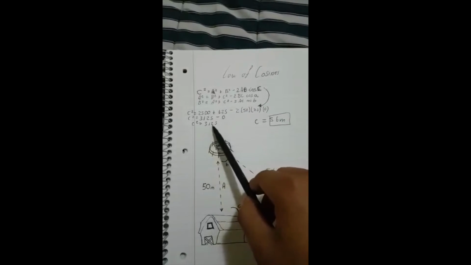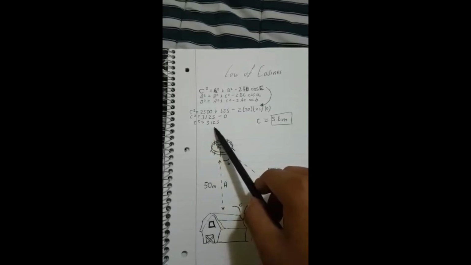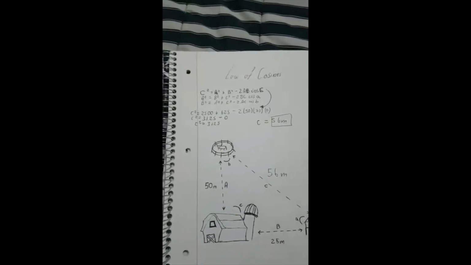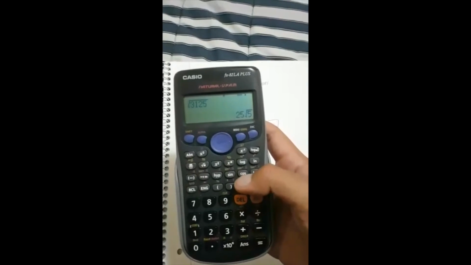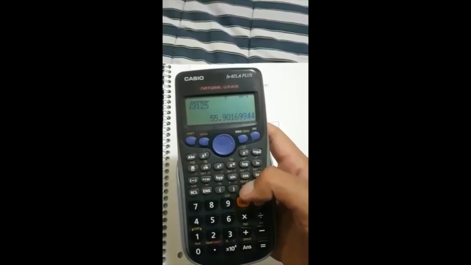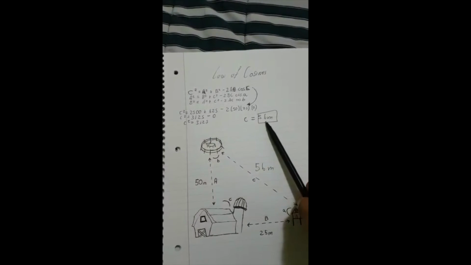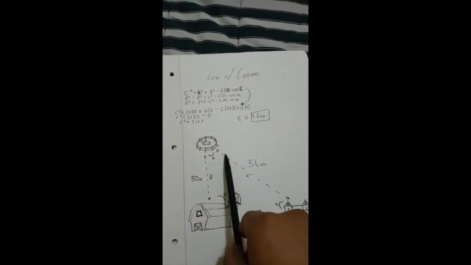The result is 3,125. The square root of 3,125 is 55.9. So rounded, 56 meters. This is the length.